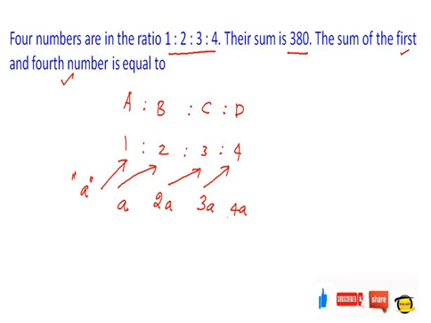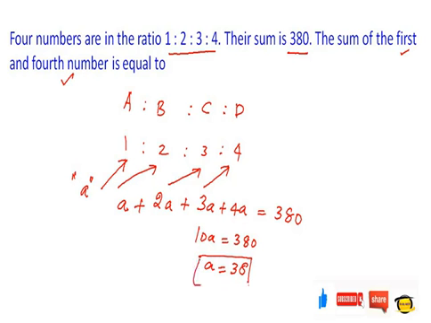Now it's been given that the sum of these four terms is equivalent to 380. So let's find out the sum of the terms. So this is equivalent to 380. And what is 1A plus 2A plus 3A plus 4A? That's 10A, which is equivalent to 380, which means A is equivalent to 38.